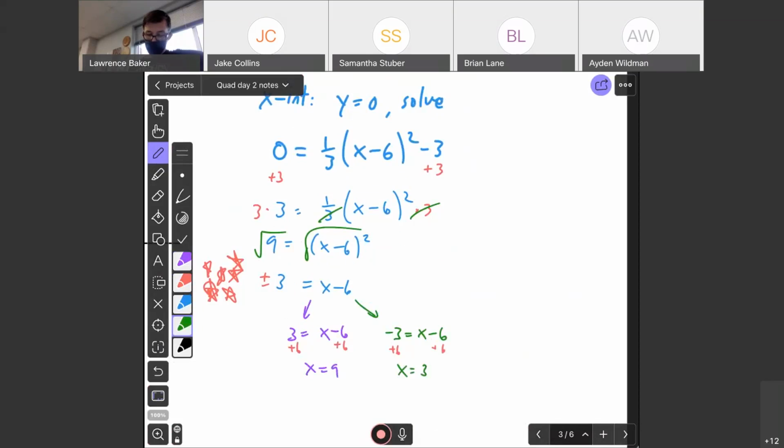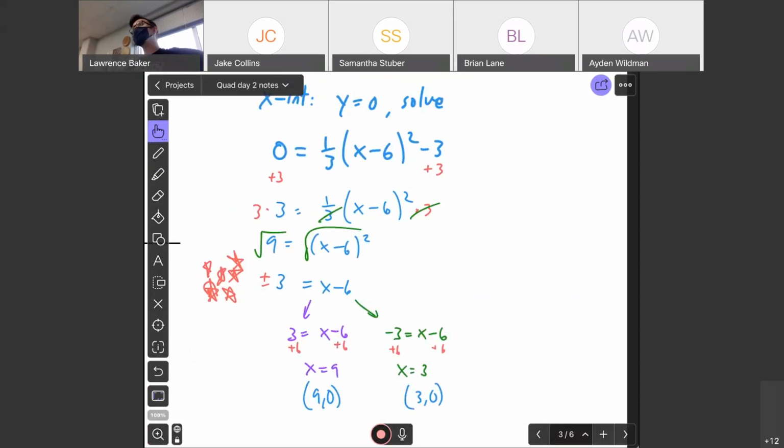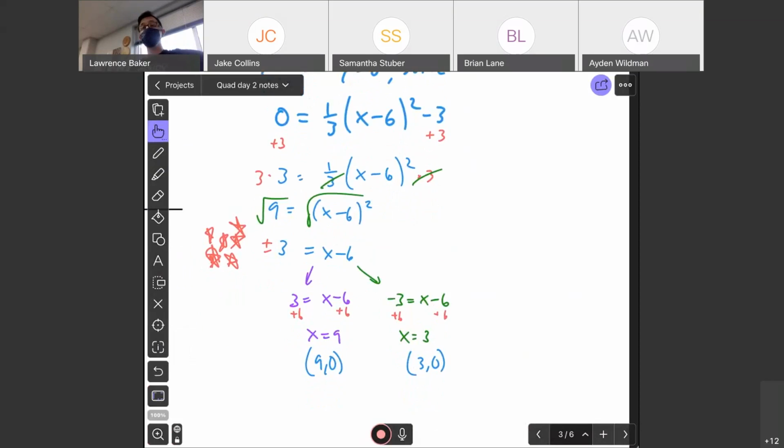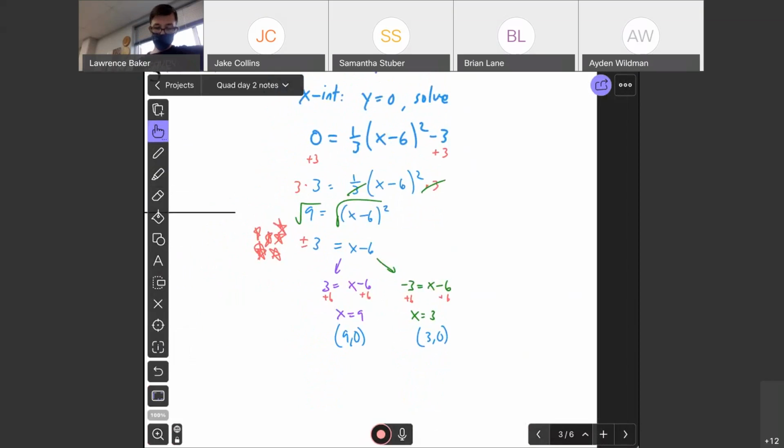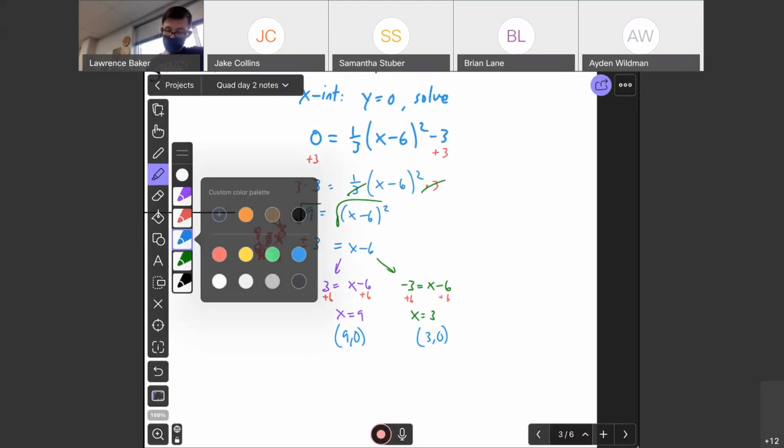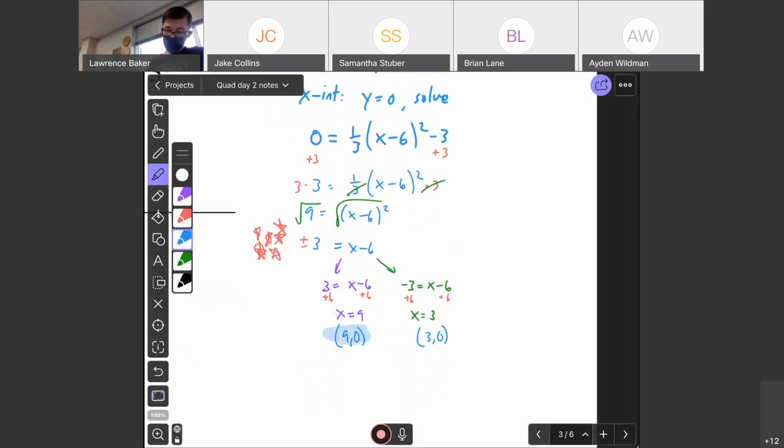Which means that we have (9, 0) and (3, 0) as x-intercepts. Think about finding x-intercepts, you guys want to talk about. This really is the trickiest part of it.